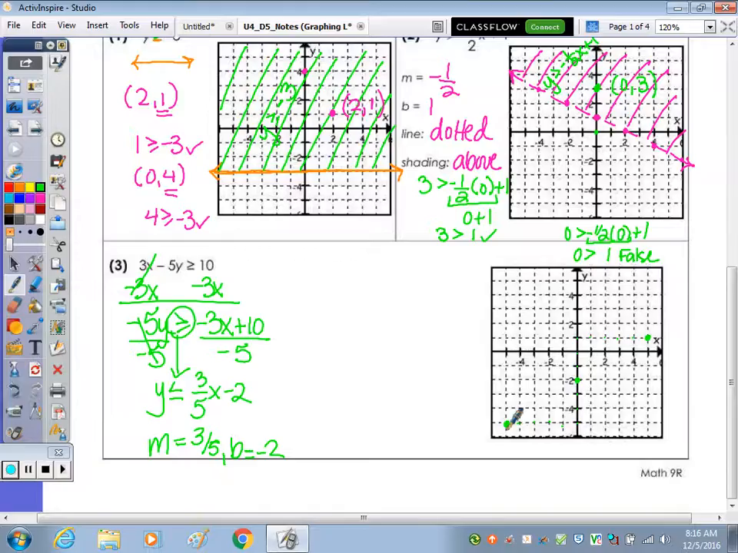Now let's talk about the line. Going back to the symbol, because of that equal to, we're including all those points on the line and then below it because less than. So on for equal to and below. So we can use a solid line. So line up your ruler.